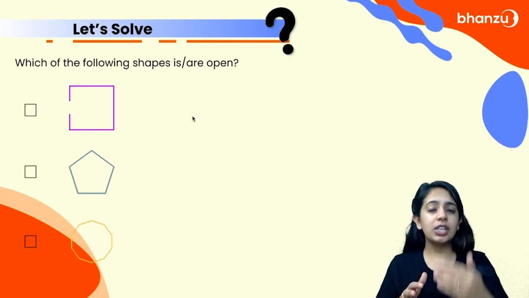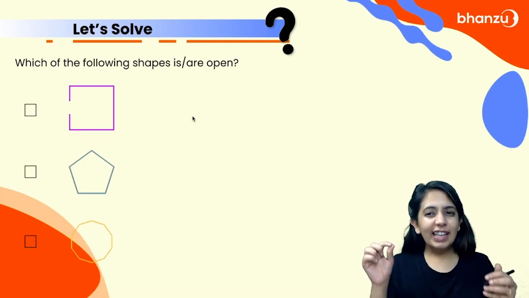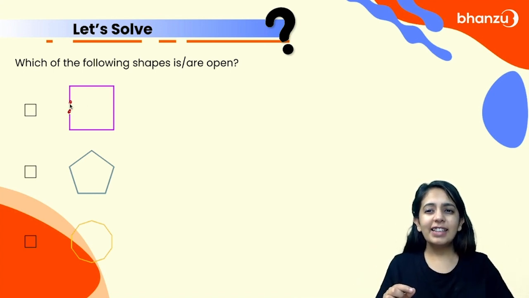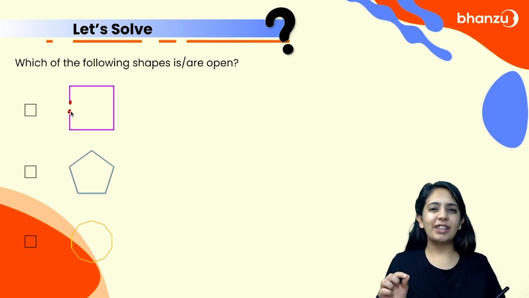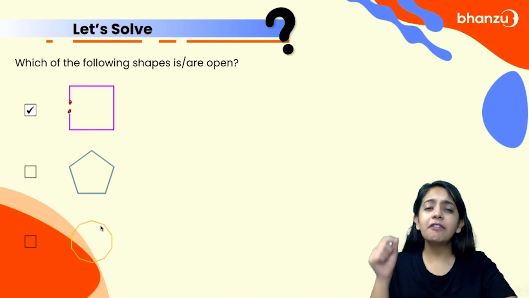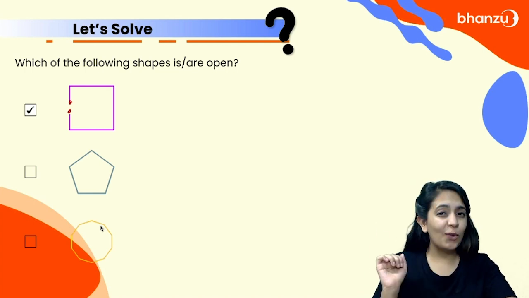Which of the following shapes is open? So again, the same kind of question. In the first part, we can observe these two unconnected endpoints, but in the other two, there is not even a single unconnected point. So therefore, only the first one is open, the other two are closed shapes.